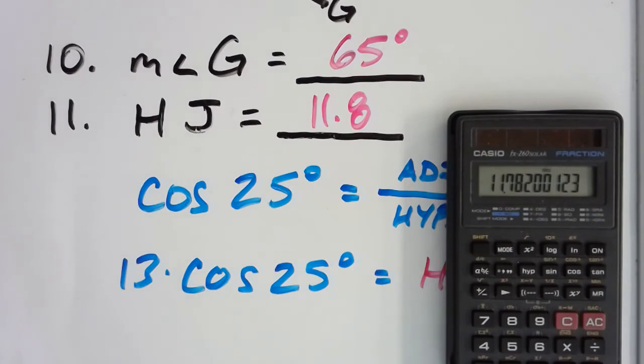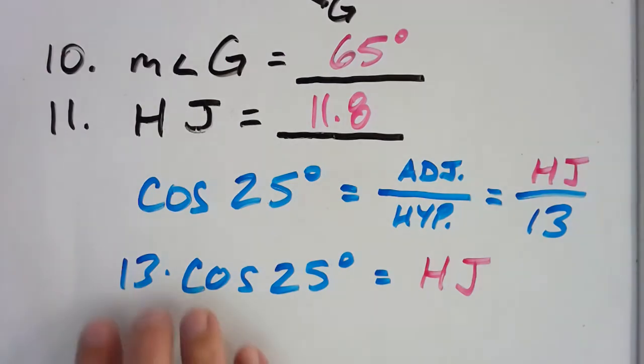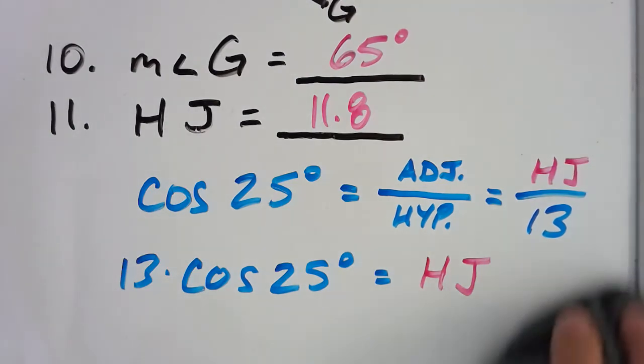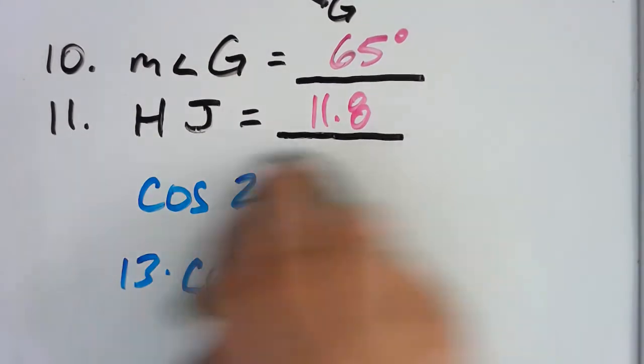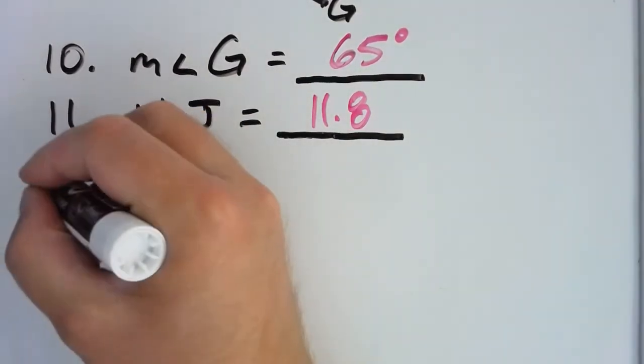We've officially solved for the length of HJ using trigonometry. The actual math itself was pretty quick. There was a lot of explanation and background information right there, but this is where it comes from. Well, at this point, you're going to be asked to solve now on number 12 for the other missing piece. The other missing piece here is side GJ.